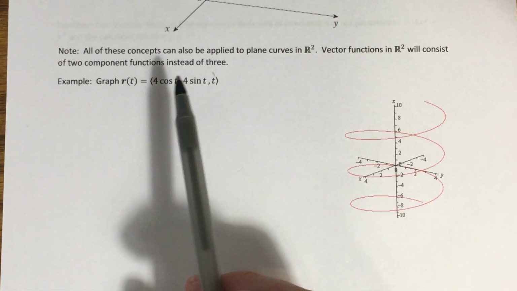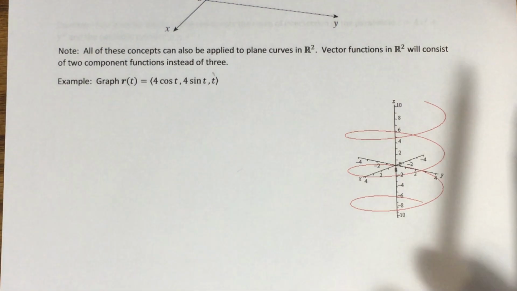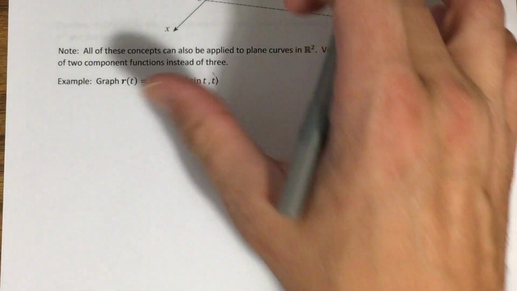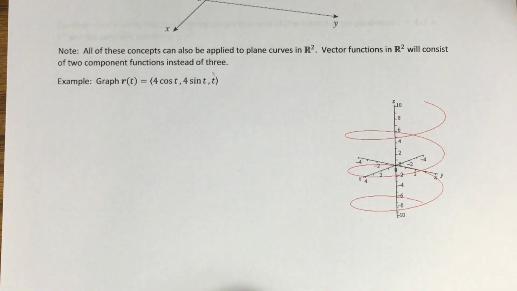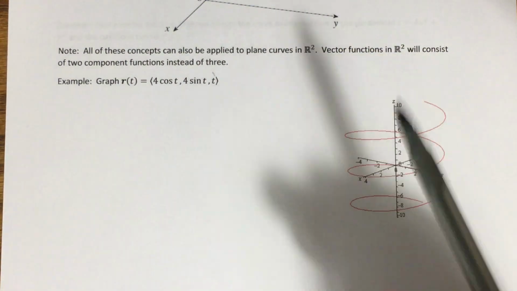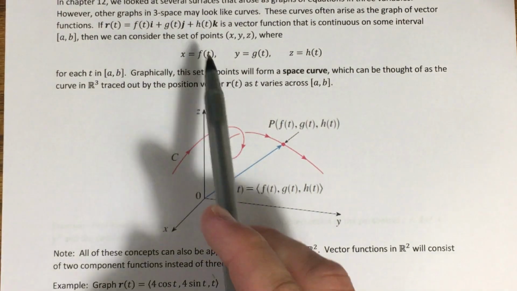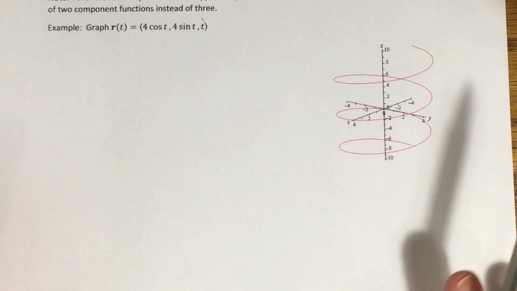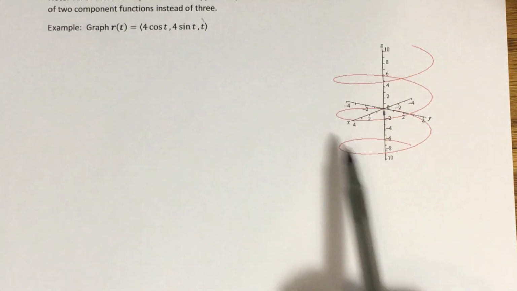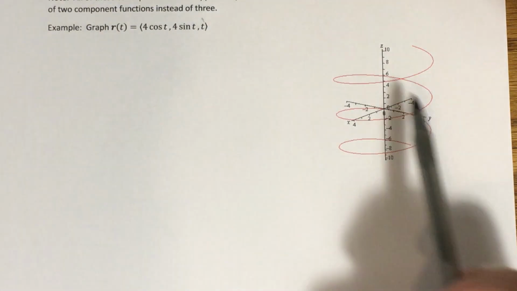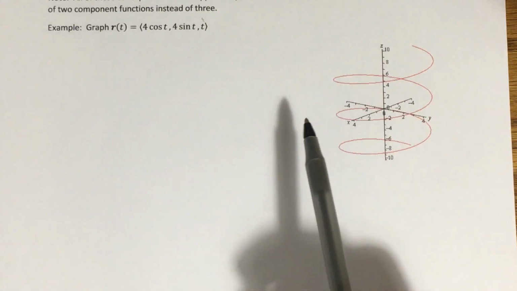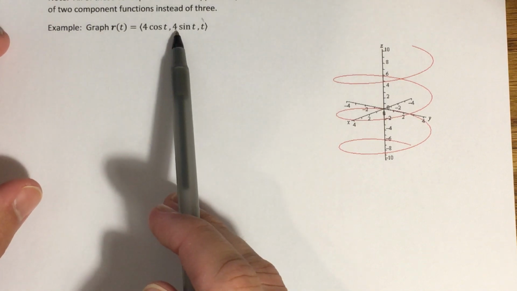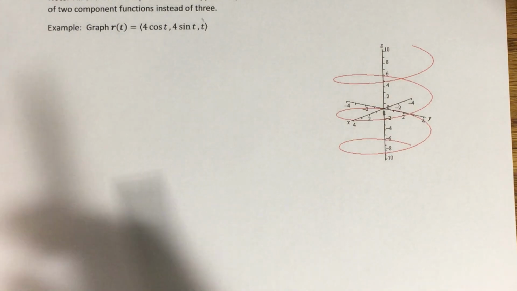I wanted to mention as well, even though our focus is primarily on R3, the exact same stuff that we've been talking about in the context of space curves can be applied to plane curves as well, which are curves in R2. The only difference is that the vector functions are only going to have 2 component functions in those cases instead of 3. All right, so here's an example, and you can see I've already gotten the graph printed on these notes because it's very hard for me to draw that well. I'm just going to walk you through this. In this case, we're asked to graph a vector function, r of t equals 4 cosine of t, 4 sine of t, and then the third component is just t by itself.